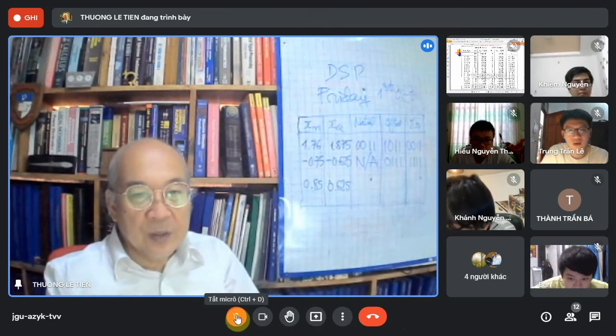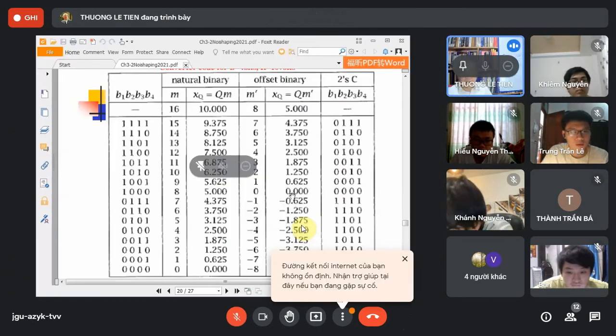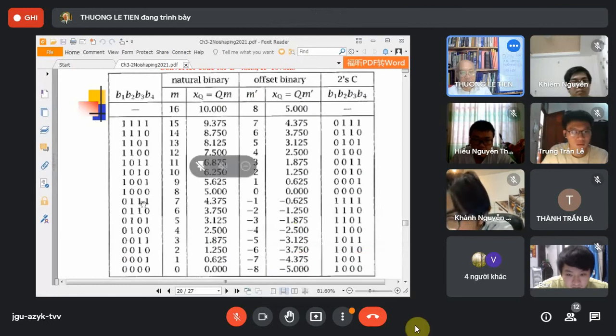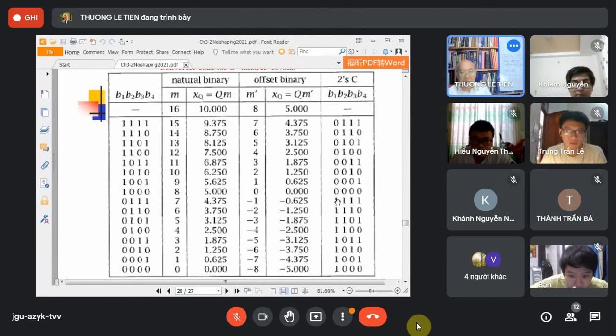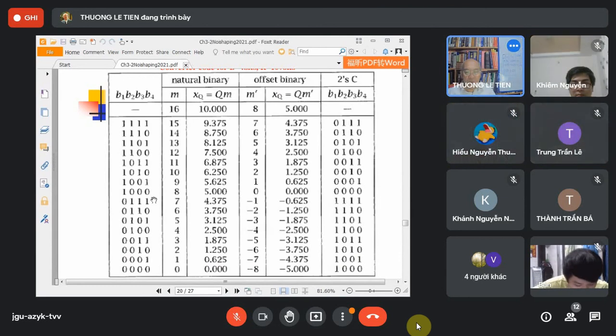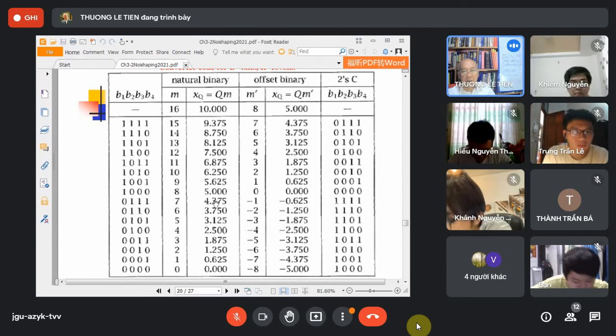Okay, so you see this one. This is minus 0.625. We go to the left-hand side, we can see 0.111. Then you can look at the most right-hand side. You can work out the two's complement code, 1111. Or you can check the complement of the most significant bit in the offset binary. Okay, Kim?